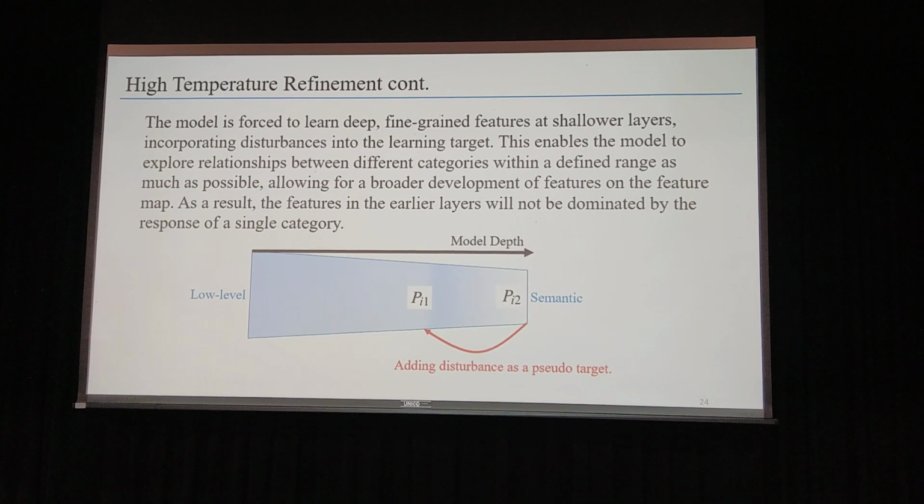So here's what we do. The model is forced to learn deep fine-grained features at shallow layers, incorporating disturbance into the learning target. This approach enables the model to explore relationships between different categories within a defined range as much as possible, allowing for broader development of features on the feature map. As a result, the features in the earlier layers will not be dominated by the response to a single category.